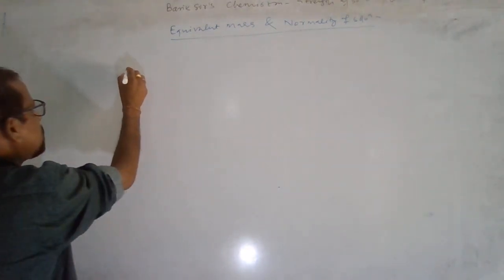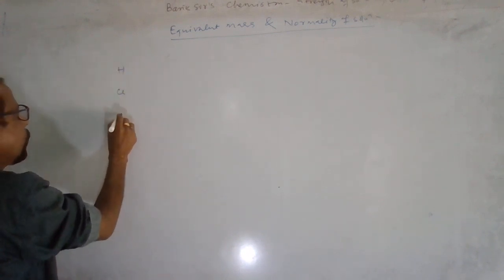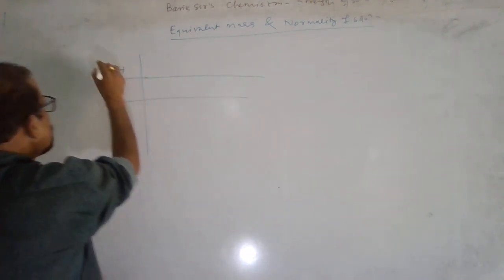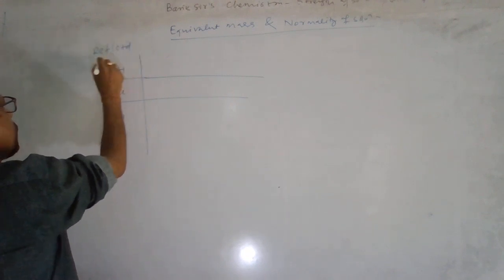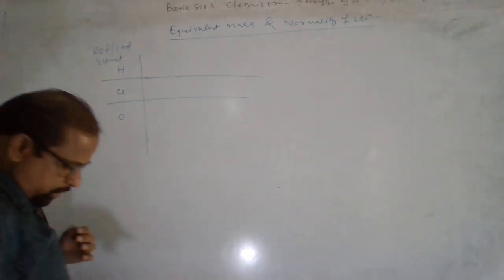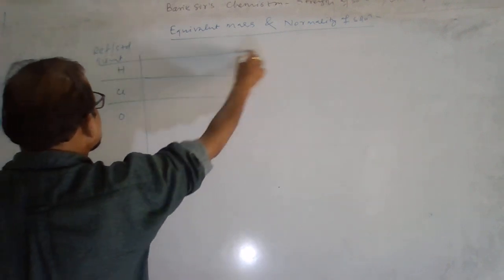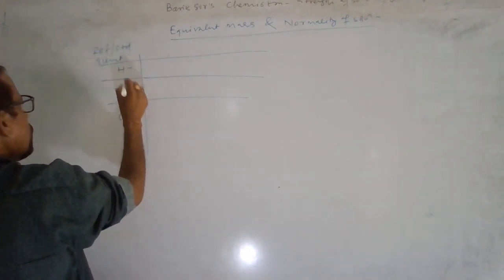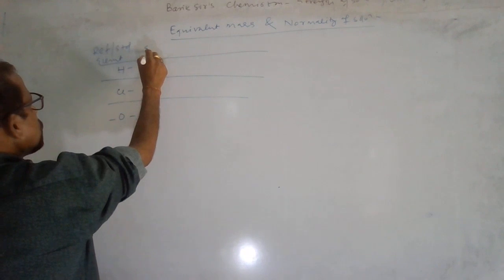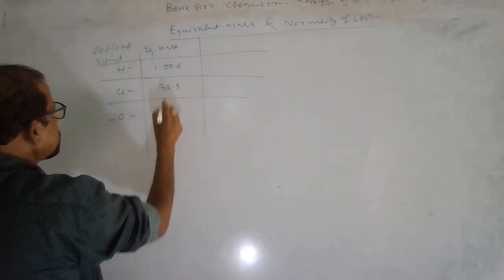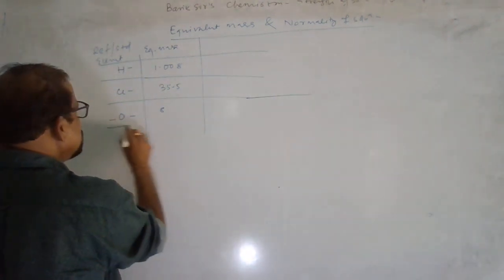So if you see, these three are the main elements, the reference elements, the standard elements. Hydrogen is monovalent, but oxygen is divalent. So what is the equivalent mass, the standard mass? It will be 1.008 parts by mass of hydrogen, 35.5 parts by mass of chlorine, and 8 parts by mass of oxygen. This is the equivalent mass of these three elements.